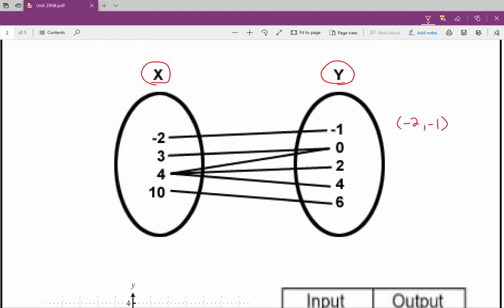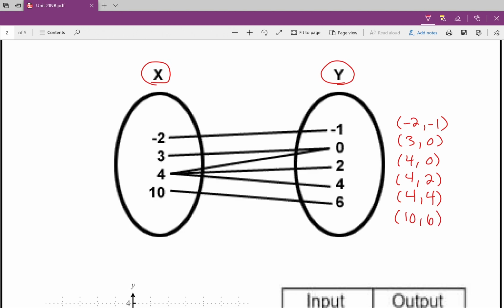Same with 3. 3 maps to 0. That's the same as saying 3, comma, 0. 4 maps to 0 and 2 and 4. So we have to write that as 3 separate points. So 4 maps to 0, 4, comma, 0. 4 maps to 2, 4, comma, 2. And 4 maps to 4, 4, comma, 4. And then our last one is 10. That maps to 6, 10, comma, 6.